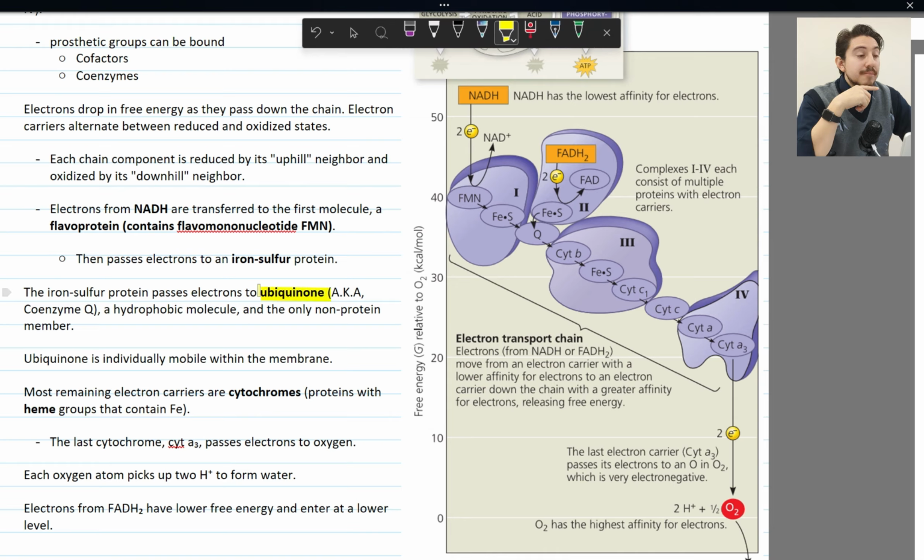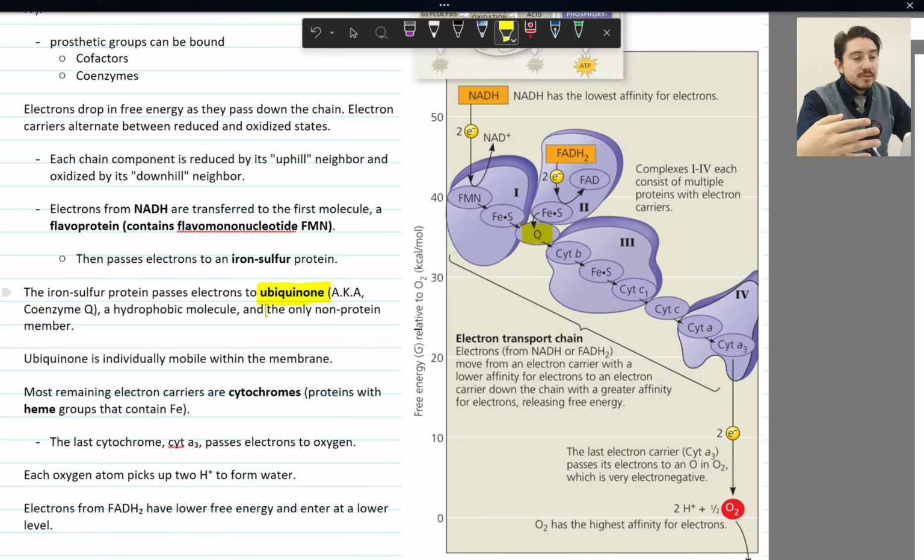Ubiquinone. Okay, this is a very famous protein here. It's designated by Q. It's also known as coenzyme Q. Now, this is a hydrophobic molecule and is a non-protein. Sorry, so the only non-protein member. So it's a hydrophobic molecule, and it actually moves around. It kind of shuttles from one complex to another, as you're going to see in the later pictures. It has some flexibility in movement here.